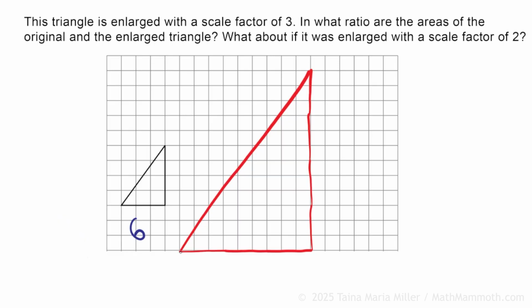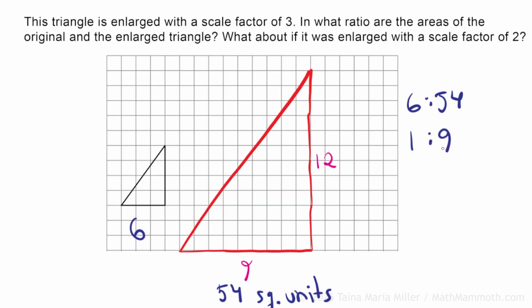And the area of this one, okay, this side was 9 and this side was 12. So the area will be 9 times 12 divided by 2, or the same as 9 times 6, which is 54 square units. So in what ratio are these two areas? Well, we just take the numbers and write the ratio. 6 to 54, which simplifies to 1 to 9. Wow, the triangle was enlarged with the scale factor of 3, and the area became 9-fold.